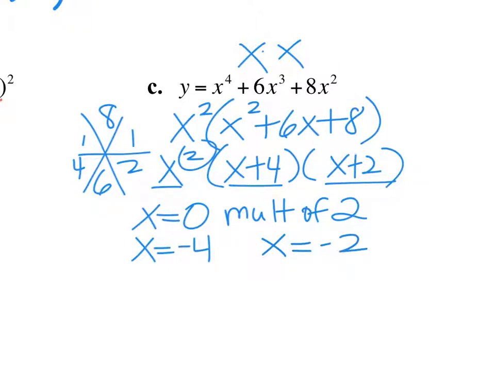Now, what degree polynomial is this? It's degree 4. A degree 4 polynomial will tell you there are 4 zeros. But you're like, wait, I only see 3. But how many times did 0 happen? Twice. So 2, 3, 4. There's 4 zeros. Okay? All right, last page.